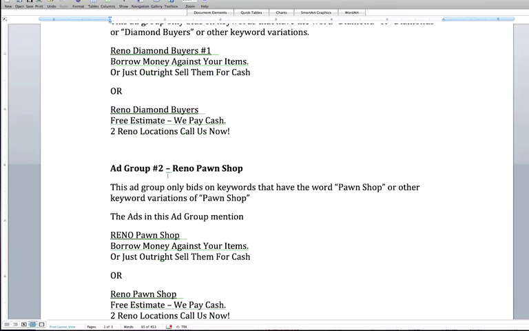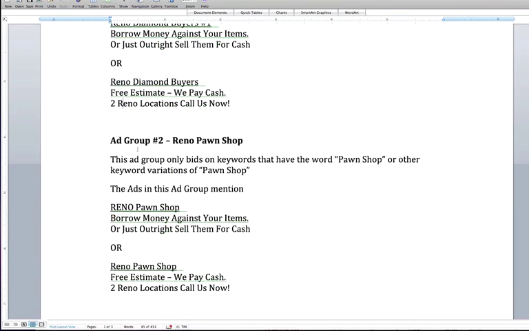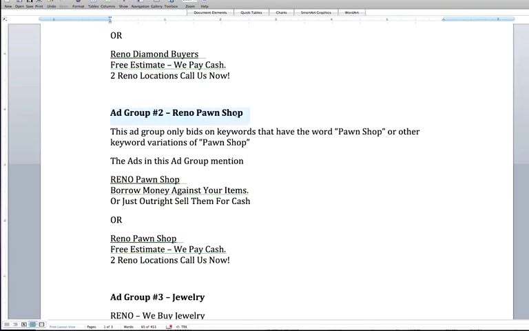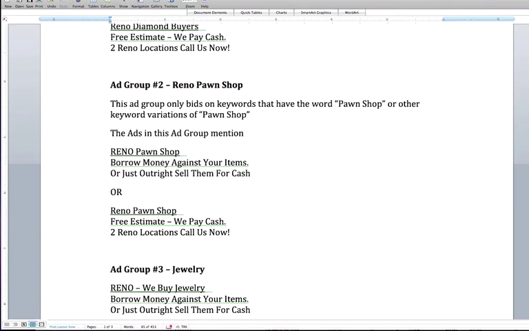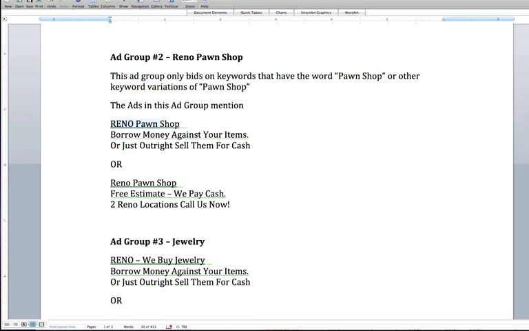So moving right along to the next ad group here in this example. Here would be ad group number 2, Reno pawn shop. This ad group only bids on keywords that have the word pawn shop or other keyword variations of pawn shop. So the ads in this ad group could mention, for example, an ad like this, Reno pawn shop. And by the way, this is a little trick that we'll talk about when we get to ad writing a little bit more.